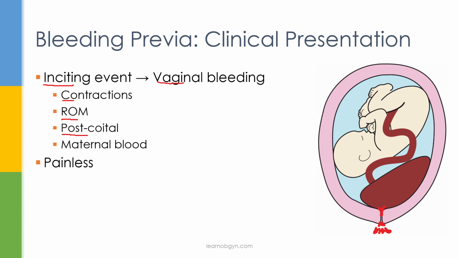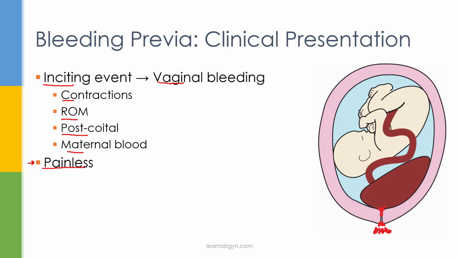And the vaginal bleeding is maternal blood. The amount of bleeding can range as well. It could be clinically insignificant, or it could be a hemorrhage. And this is painless bleeding. So compare that to an abruption, which is painful. The placenta previa and also the Vasa previa are both painless.